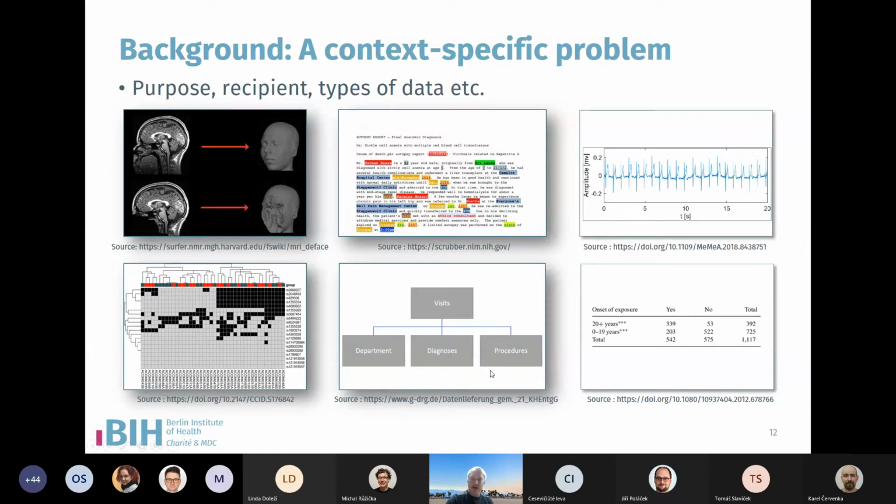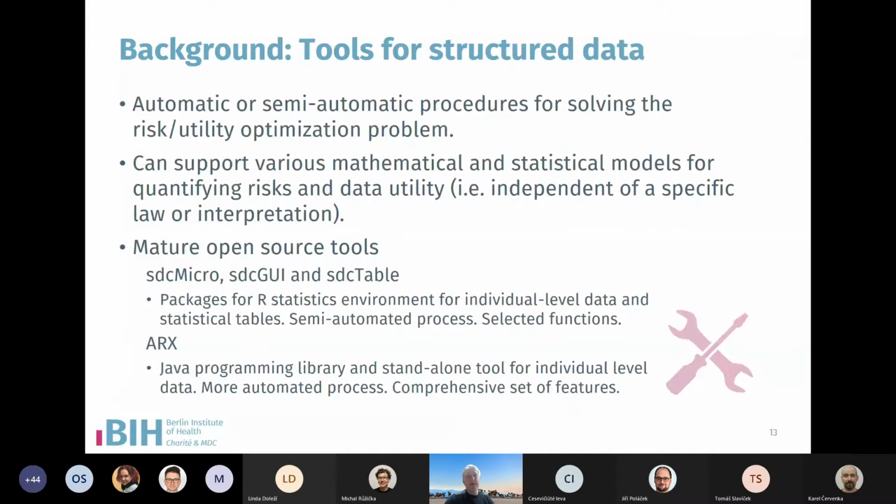Then there's this huge area on analysis results. I also have a few slides on this. How can we protect the results of analysis, which is also not necessarily an easy problem, for example, when it comes to statistical tables. And then there's this whole area of structured tabular data, which is my personal focus, at least in most of my work, and which I will also talk about a little bit more on the next couple of slides.